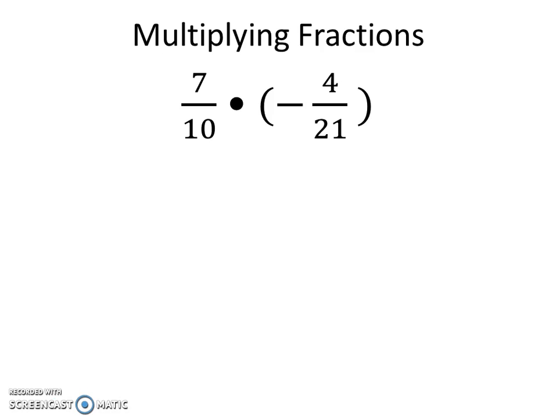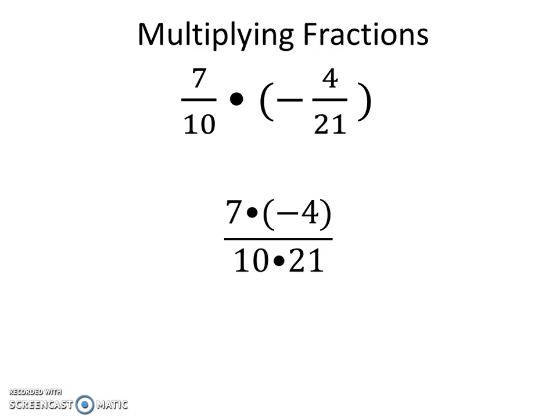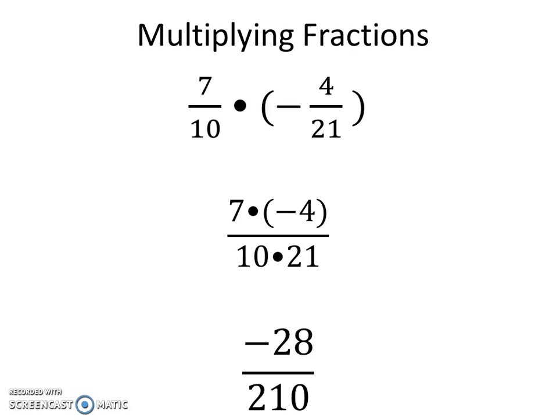So here is our next example. We have 7/10 times -4 over 21. If we want to solve this, we multiply the numerators and the denominators. What I did is I stuck the negative with the 4. You could also stick the negative with the 21, but I just chose to keep it with the 4. So if I do 7 times -4 and 10 times 21, I now have a fraction of -28 over 210. Or if you put the negative with the 21, you'd have 28 over -210.